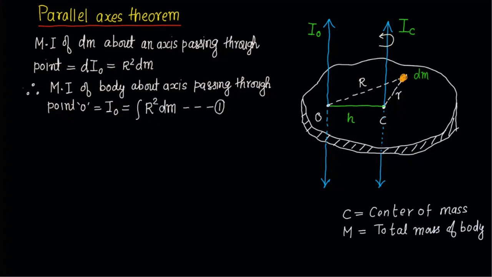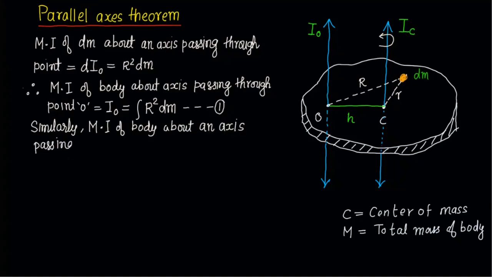That's very simple. Now similarly, I can find the moment of inertia of the body about an axis passing through the center of mass, that is C. So similarly, we can write the moment of inertia of the body about an axis passing through the center of mass, that is point C. So that I'm going to call IC, and that is straight away the distance is r and the mass is dm, so integration of r square dm. That's okay. This is the equation 2 we got.